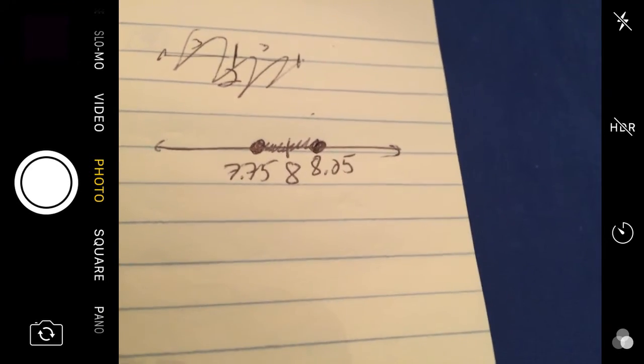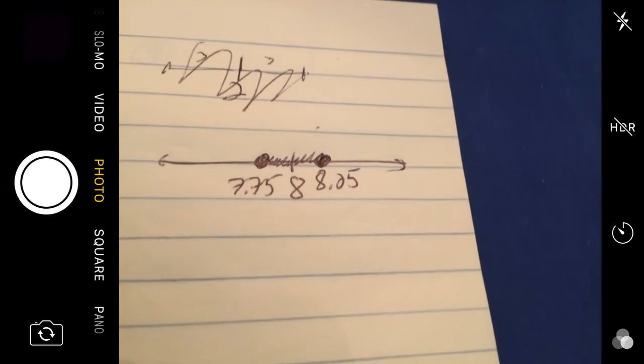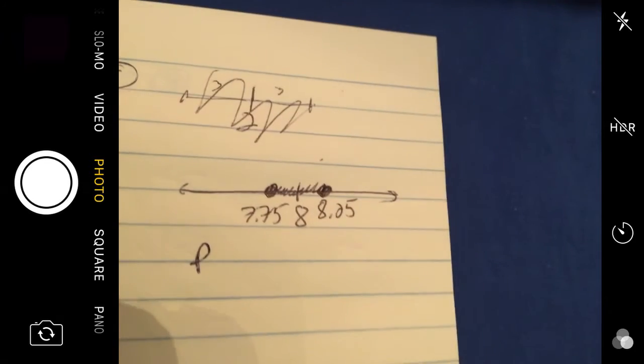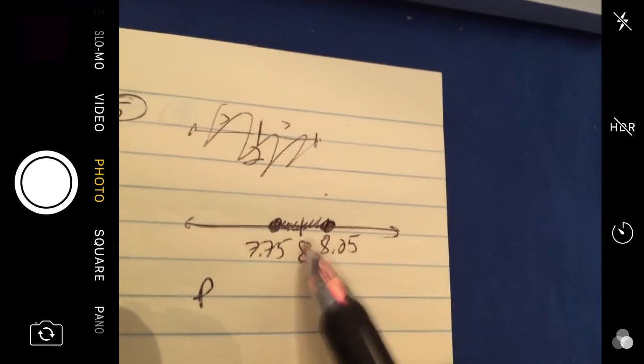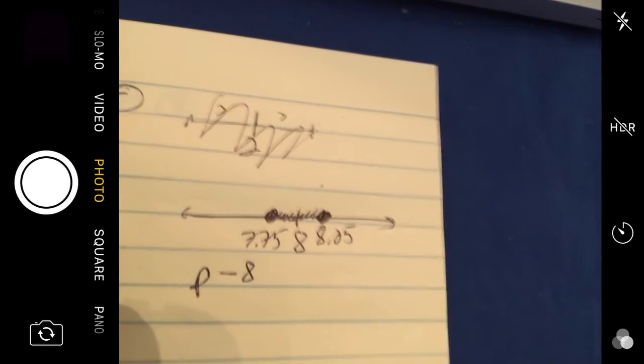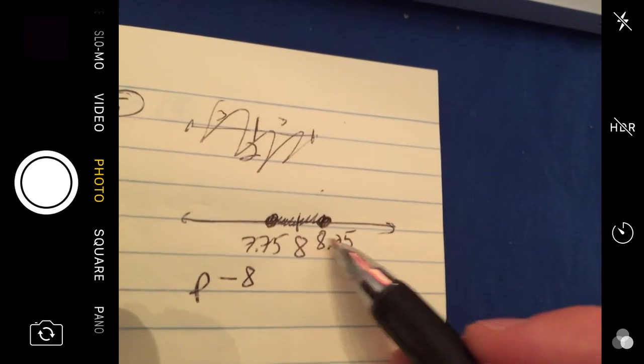So let's see, an inequality. Let's call it P. So if I take P, this variable, say it's like 8.1, it could be in here somewhere, and subtract 8, that will get me positive or negative distance from 8. Say if it's 8.25, 8.25 minus 8 gives you 0.25.